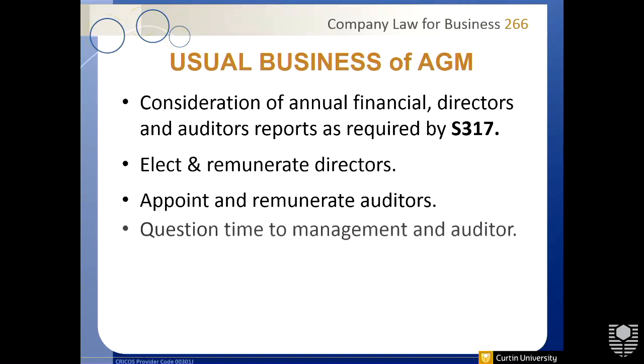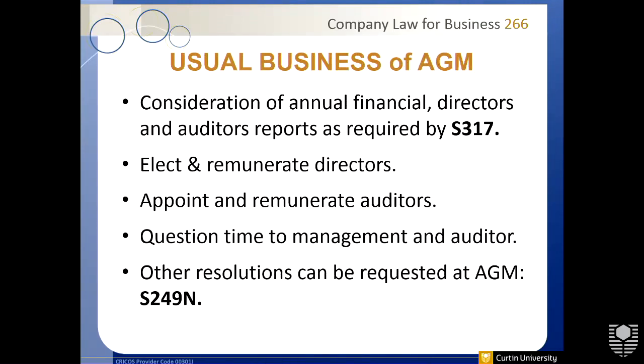So these are the usual business of the annual general meeting. One, you give consideration of the annual financial statements, directors' and auditors' reports as required by section 317. Elect and remunerate directors. At this meeting, you will decide what is the remuneration for each of the directors. You will appoint and remunerate auditors. There will be question time to the management and the auditor. So the members are allowed to question the management and auditor, and other resolutions can be requested at the AGM by virtue of section 249N.